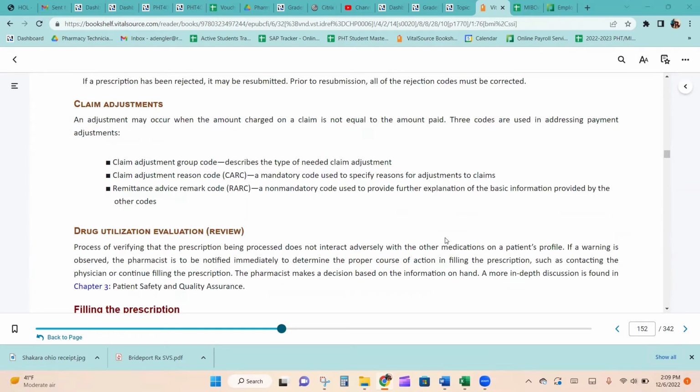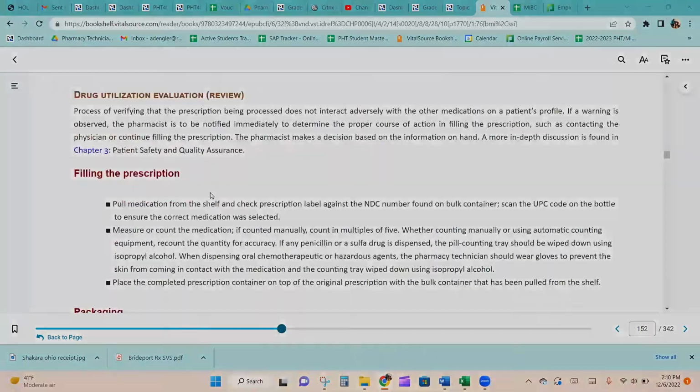Claim adjustments may occur when the amount charged on a claim is not equal to the amount paid. Three codes are used in addressing payment adjustments: claim adjustment group code, claim adjustment reason code, and remittance advice remark code.